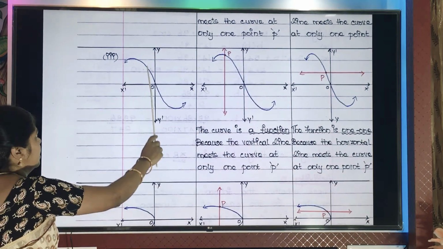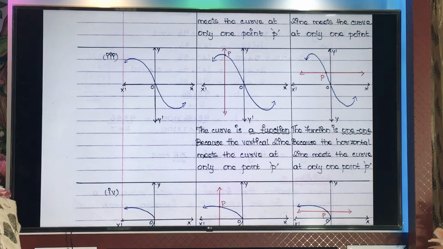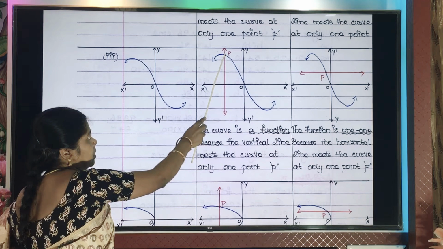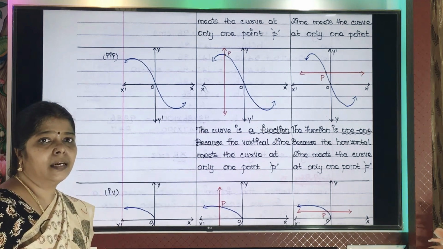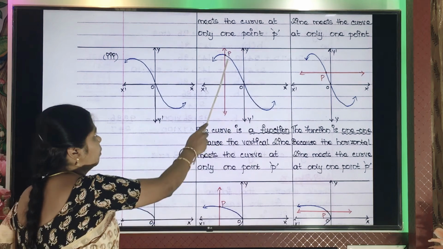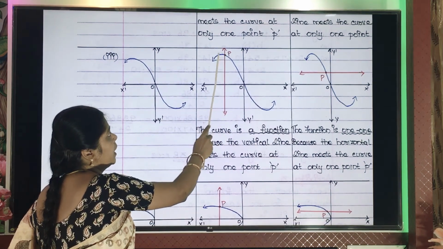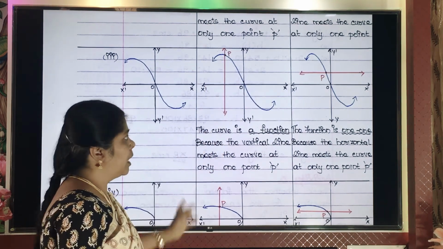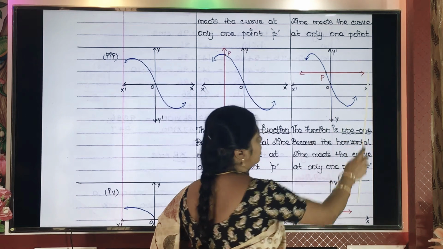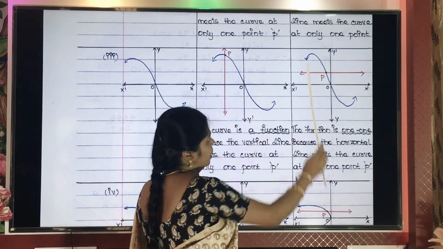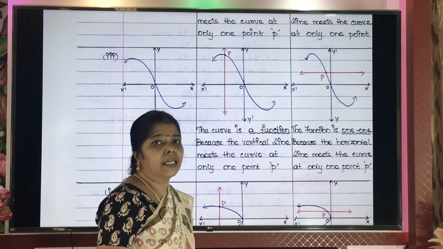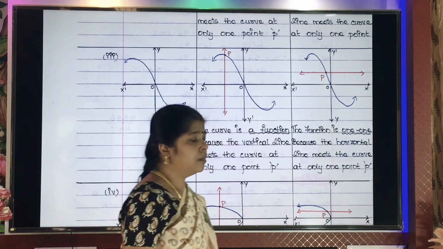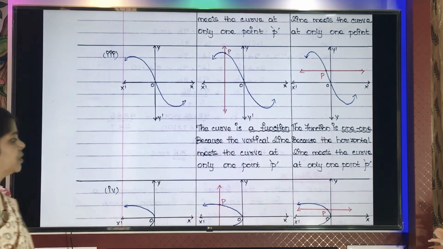Children, can you see a curve like this? One slanting S-like? Yes. Now, draw the vertical line. In how many places is it intersected? Only one place, at one point only. Therefore, this is a function. Okay, now let me check if it is one-to-one. Draw a horizontal line. Again, in how many points is it intersected? Only one point. Therefore, this is a one-to-one function.